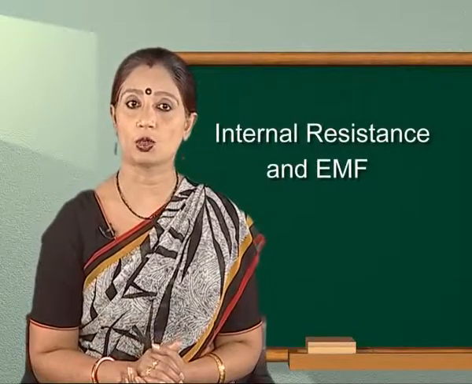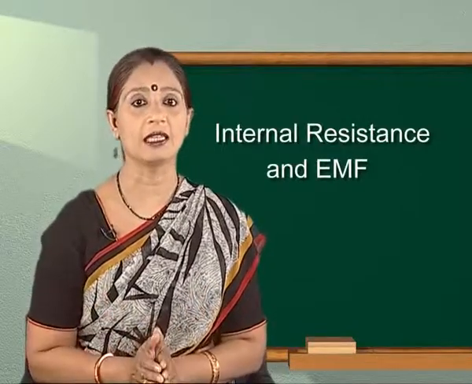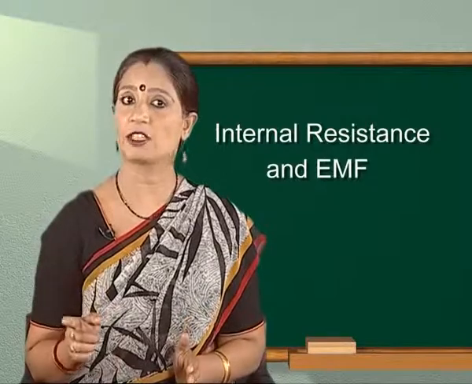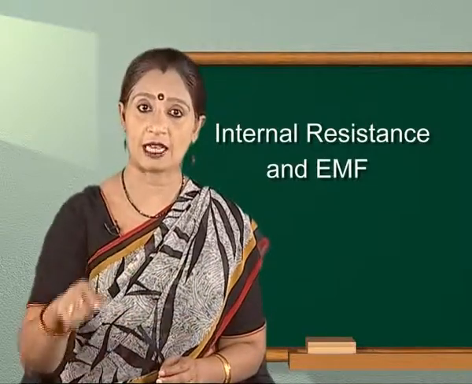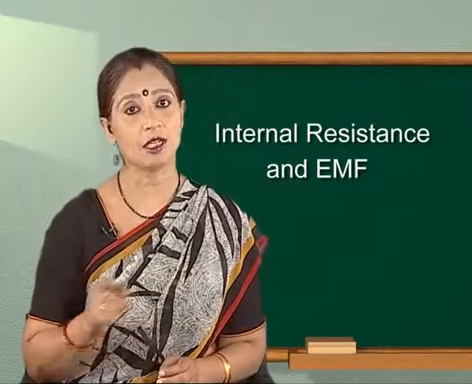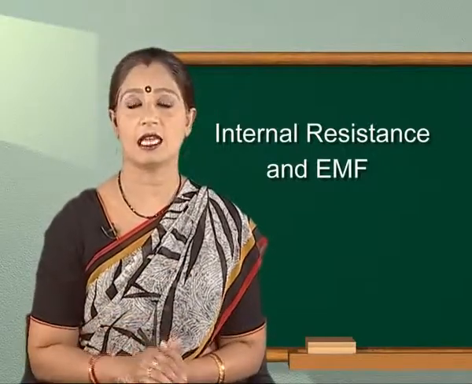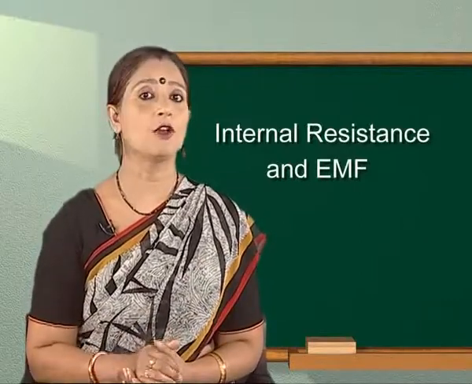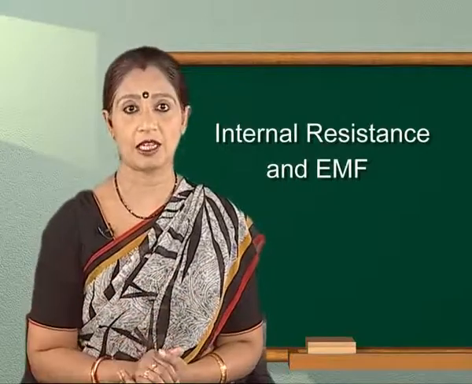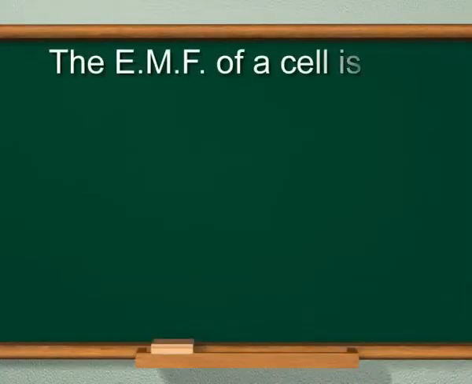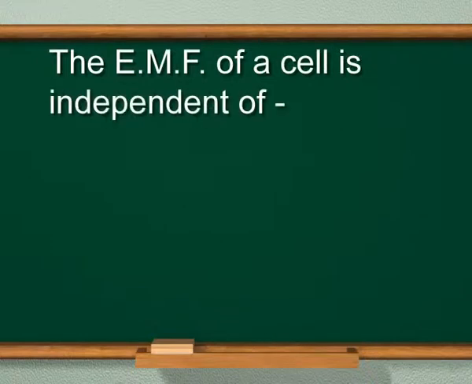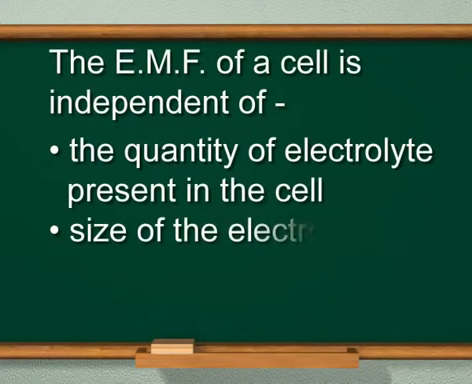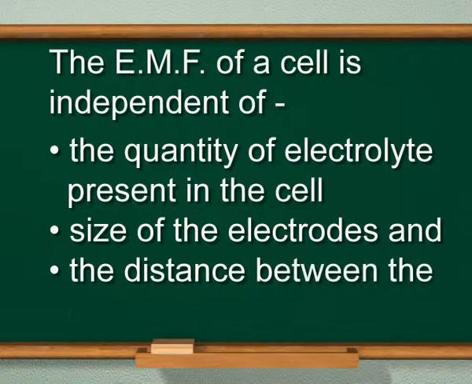The first thing to note is that the direction of current sent by a cell in an electric circuit is from the positive terminal to the negative terminal outside the cell and from the negative terminal to the positive terminal inside the cell. It means that inside the cell, the positive charge flows from the negative electrode to the positive electrode. Then, the EMF of a cell is independent of the quantity of electrolyte present in the cell, the size of the electrodes, and the distance between the electrodes.